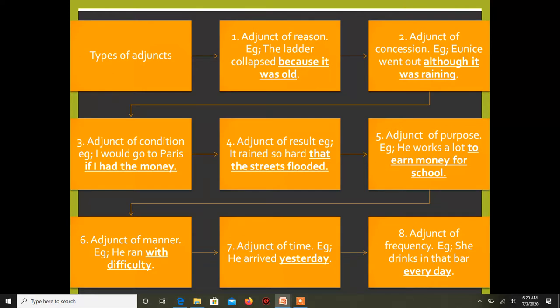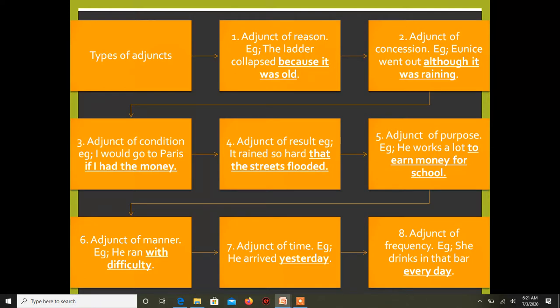Number five, the fifth type of adjunct is adjunct of purpose. Example, he works a lot to earn money for school. Why did he work a lot? He works a lot to earn money for school. Number six is adjunct of manner. He ran with difficulty. Manner. How did he run? He ran with difficulty. Then number seven, we have adjunct of time.